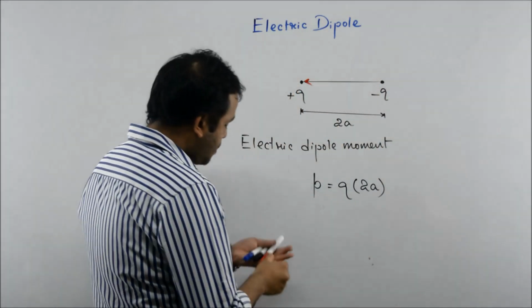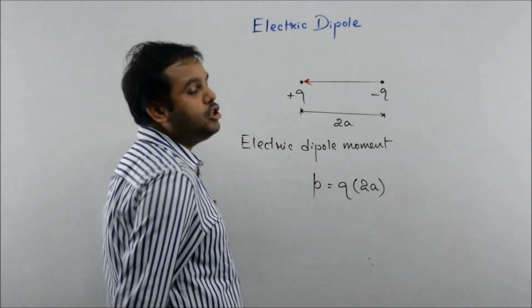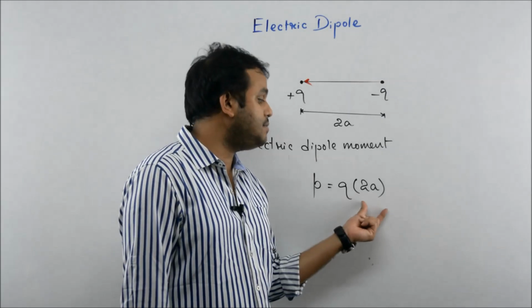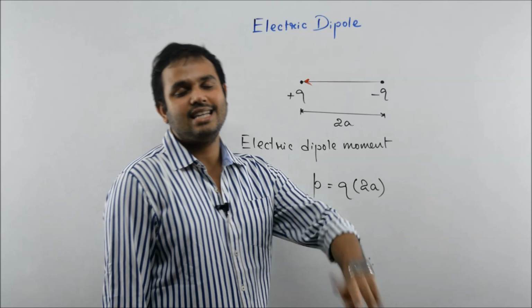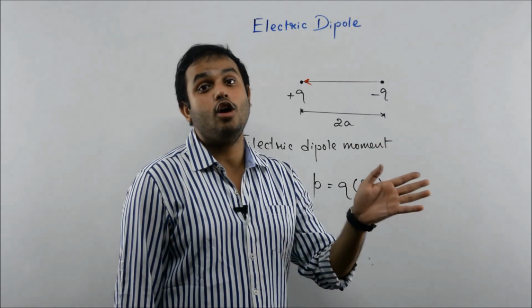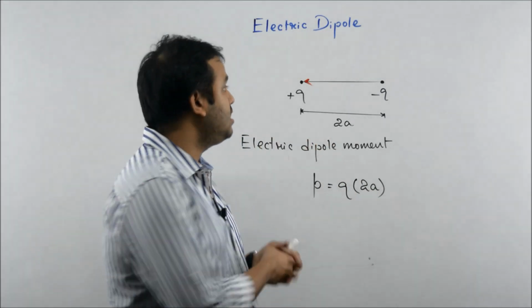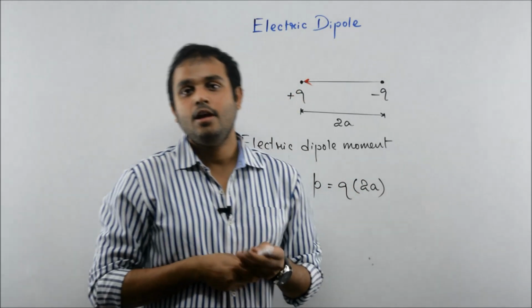Clear, students? So what is the magnitude of the dipole moment? It's either of the charge times the separation between the two charges. And what about its direction? Its direction is from negative charge to positive charge along the dipole axis. This is the dipole axis. Clear, students?